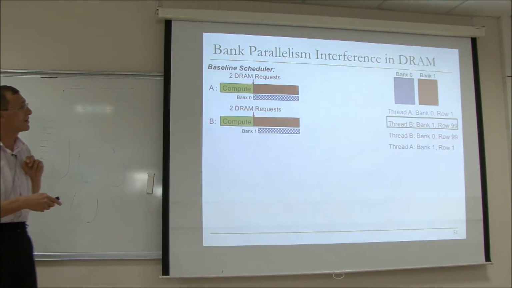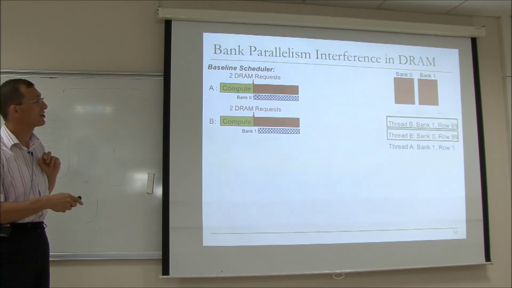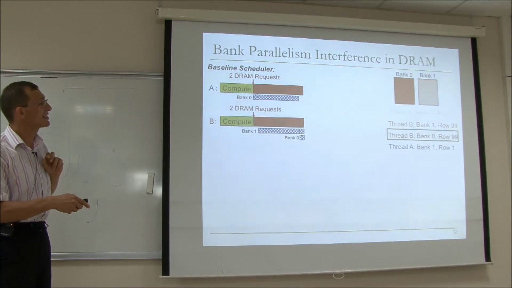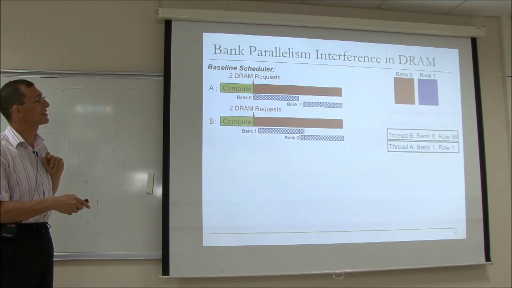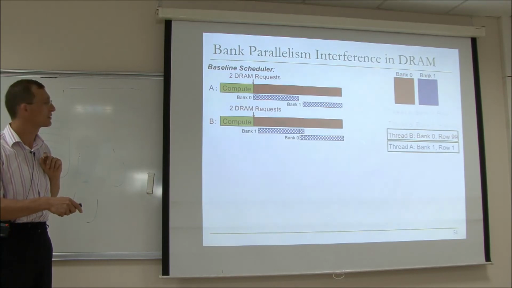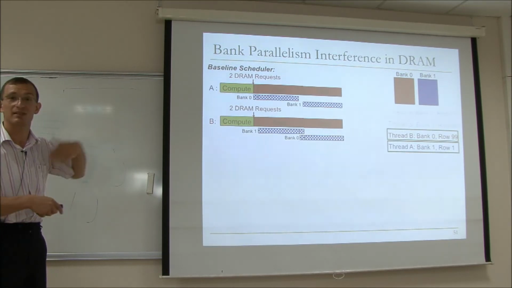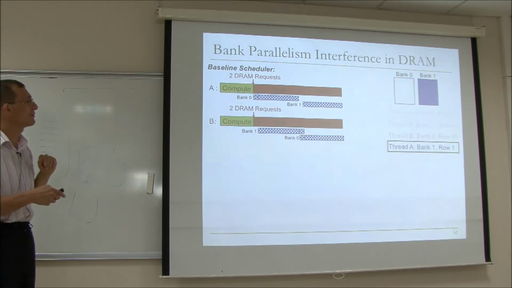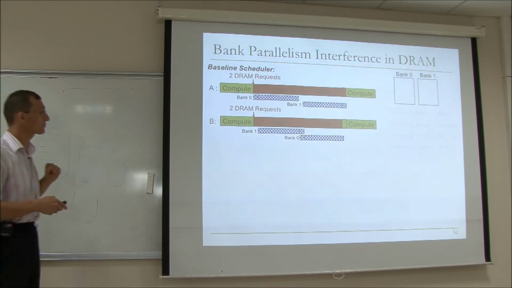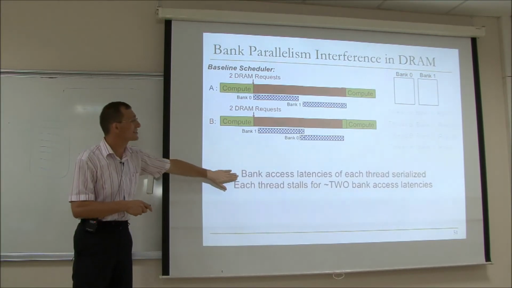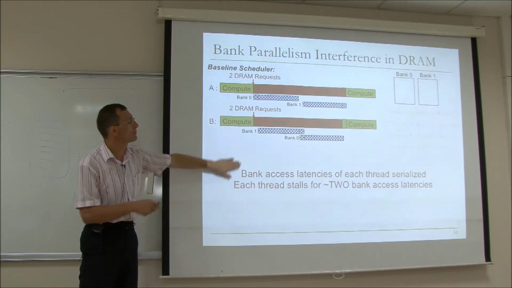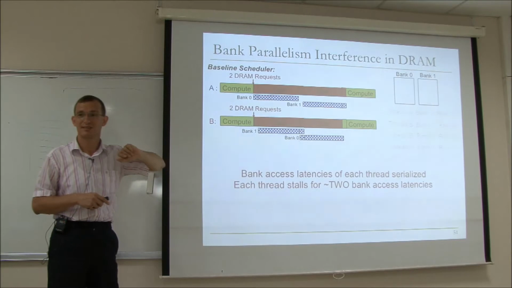Then the memory controller takes thread B's request to bank 0, because thread A's request to bank 0 is done, and schedules it. Then it takes thread A's request to bank 1 and schedules it. And while both of these requests are going on, both threads stall again, because they don't have all their requests back at the cores yet. And once both requests come back, the threads can continue computation. Now, if you look at this, the bank access latencies of each thread are actually serialized in this case. And each thread stalls for approximately 2 bank access latencies. This is with the baseline scheduler.